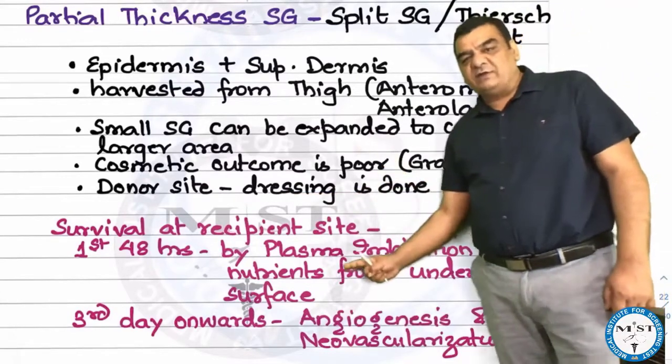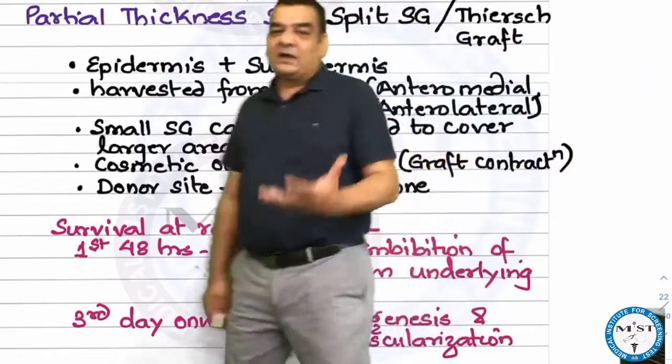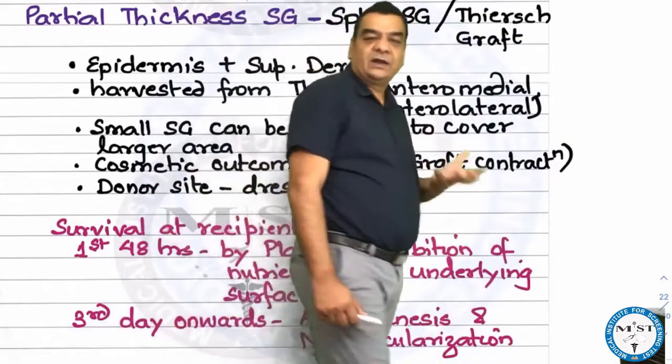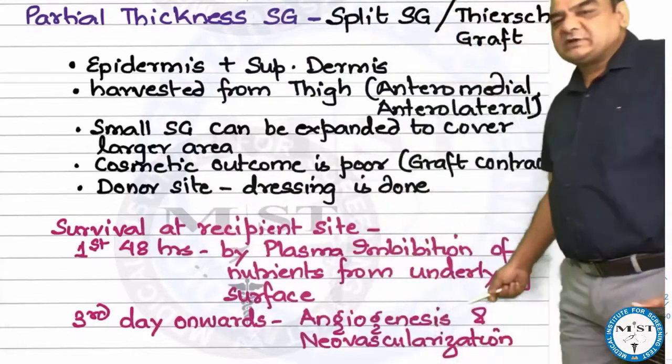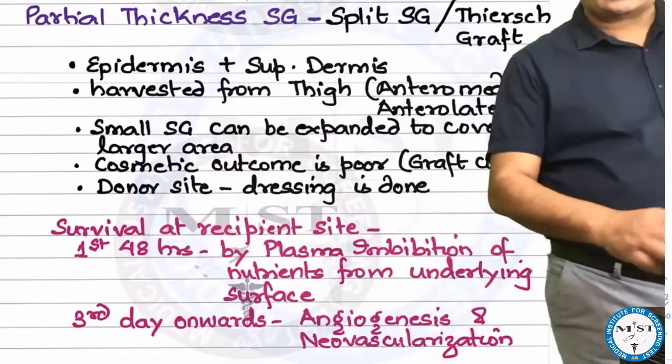How does the skin graft survive at the recipient site? By plasma imbibition of the nutrients from the underlying surface in the first 48 hours. From the third day onwards, angiogenesis and neovascularization start.